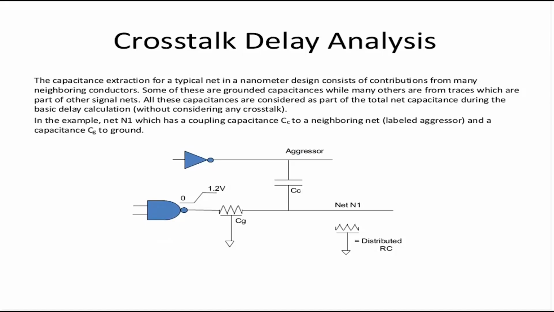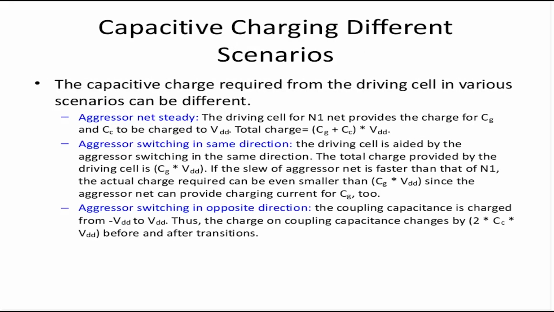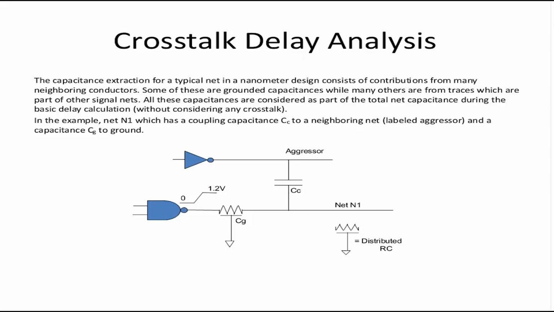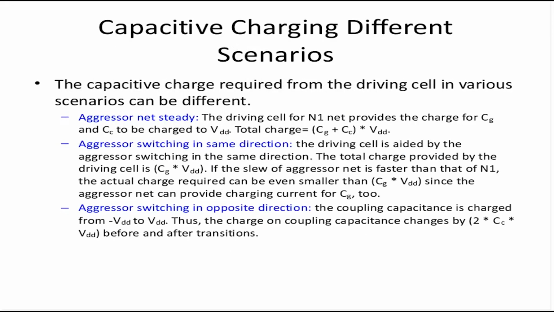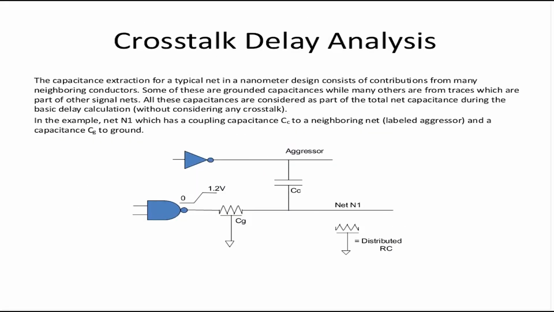Okay, this is the same example where the aggressor has some coupling capacitance with net. Now in different scenarios, the capacitor charge required from the driving cell can be different. Now let's see this case where the coupling cap is CC, the grounded cap is CG, aggressor and victim. Now when aggressor net is steady, the driving cell from N1 net provides the charge for CG and CC to be charged to VDD. Aggressor is steady, the victim is rising, but now it has also CC in place. So it will charge both CC and CG to VDD.